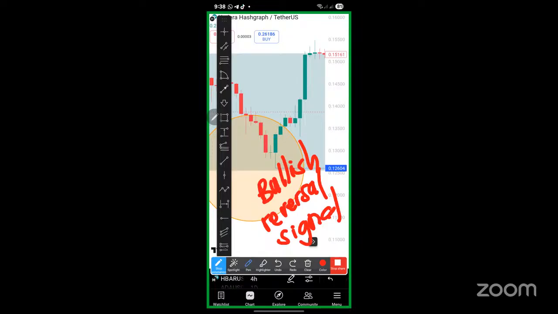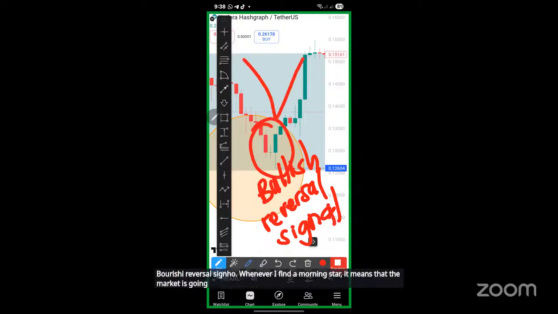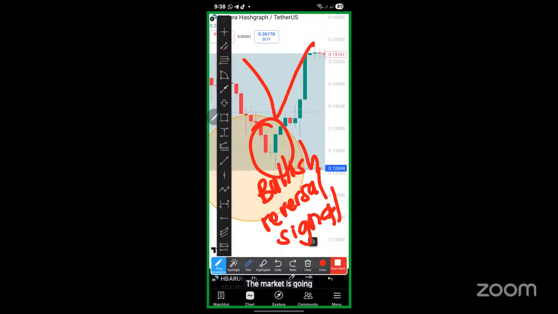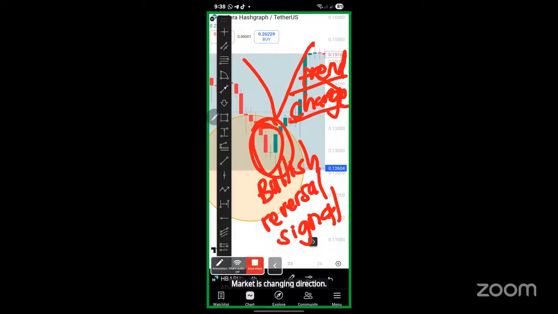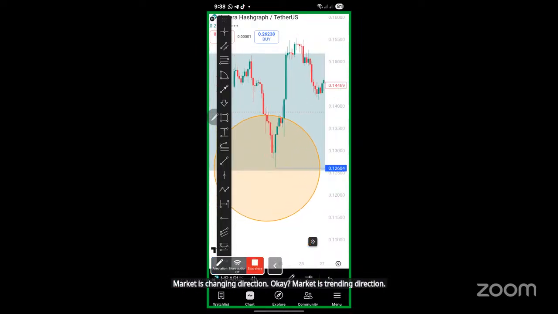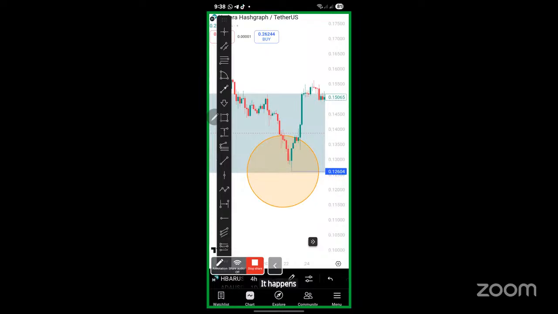Whenever you find a morning star, it means that the market is going to change the trend. There is a trend change. Whenever you find a morning star, it means there is a trend change. The market is changing direction, okay? It happens after a downtrend.